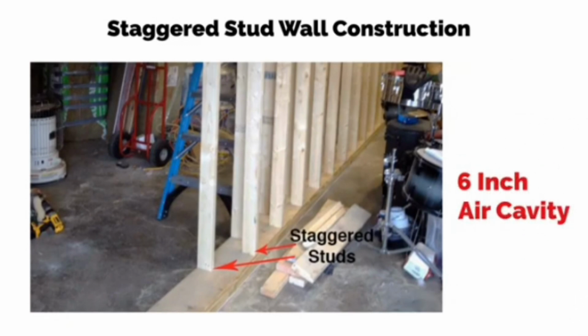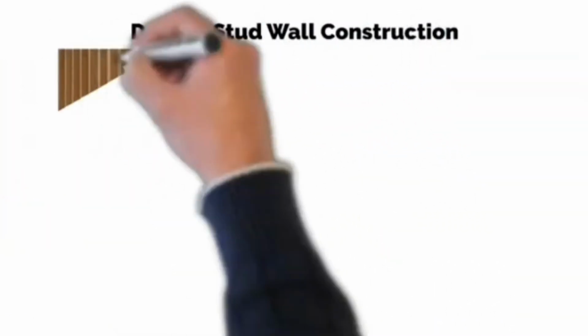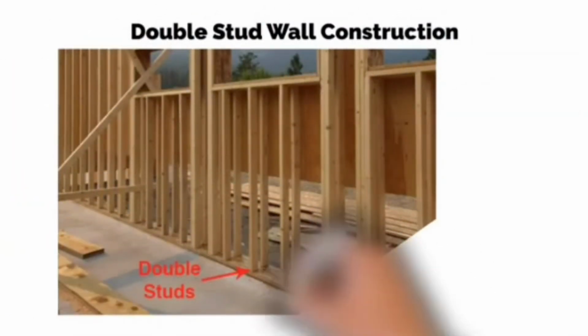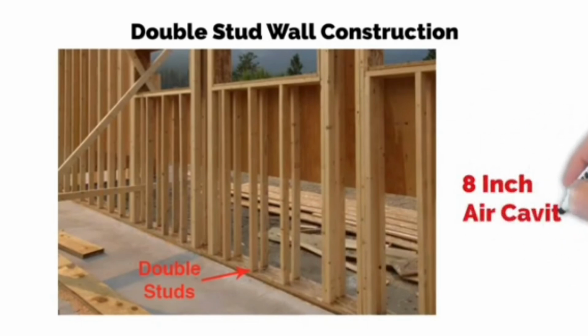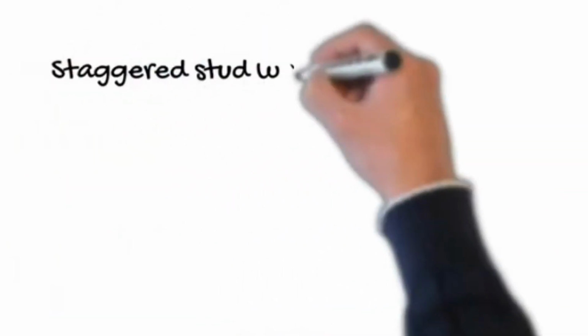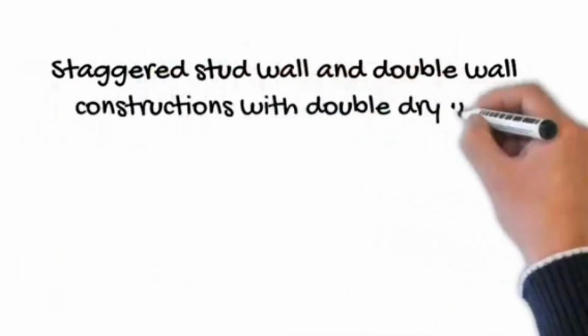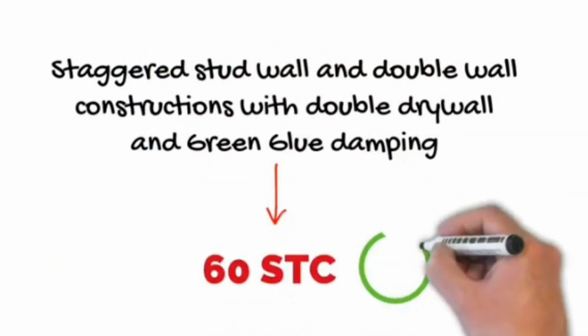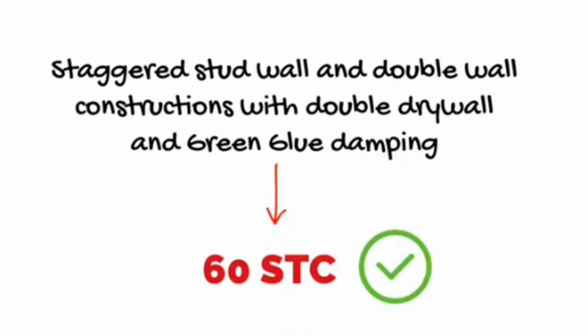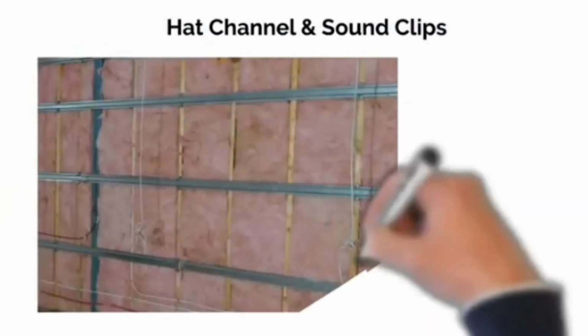Decoupling by double stud wall. In a double stud wall, the total air cavity will be 8 inches wide, which is great for sound insulation. Staggered stud wall and double wall constructions with double drywall and damping will give an STC close to 60. This is considered good soundproofing. With hat channels and sound isolation clips, the STC can go above 70.